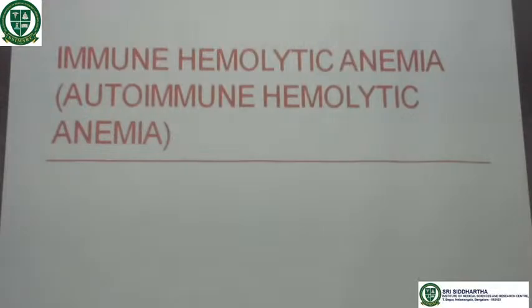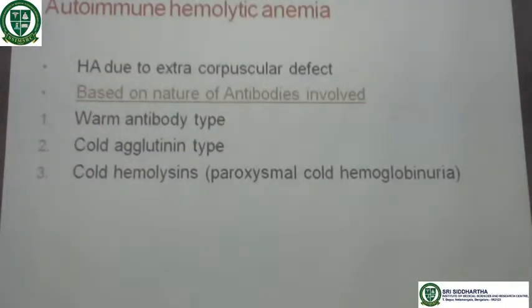After that, we will come to immune hemolytic anemia, also known as autoimmune hemolytic anemia. Normally, in our body, our own body produces antibody against our own RBCs, which the body should not produce. Okay. We classify autoimmune hemolytic anemia. It's an extracorpuscular defect. Okay, antibodies are produced from the outside.